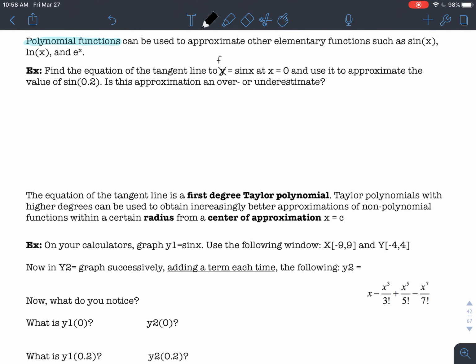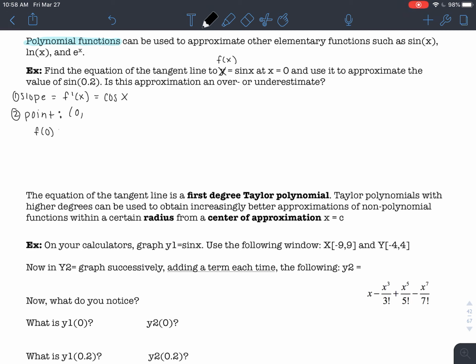So before we get into that, we're going to review tangent line approximations. So we're going to find the equation of the tangent line to y equals sine of x. I'm going to actually change this to be f of x. So if I want to find the tangent line at x equaling 0, I need two things. I need a slope, which is really the derivative. So I'll label it as f prime of x. And f prime of x, the derivative of sine, is of course cosine of x.